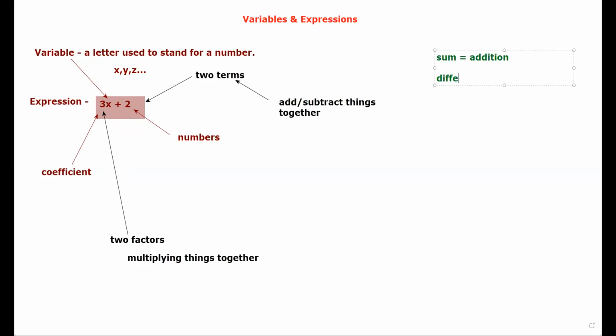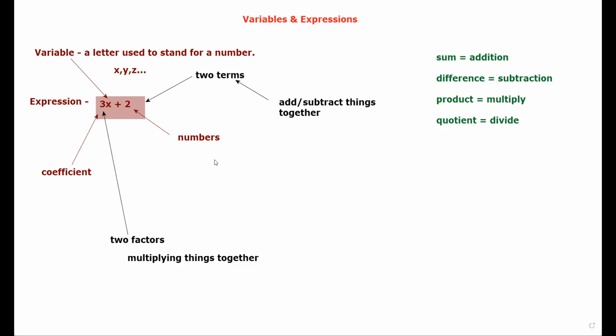And in algebra, you're also going to see sum, which means addition. You're going to see difference, which means subtraction. You're going to see product, which means to multiply. And you're going to see quotient, which means divide. So these are all key terms that you're going to see in algebra here and there. It's good to know what all of them mean, and how all of them look.